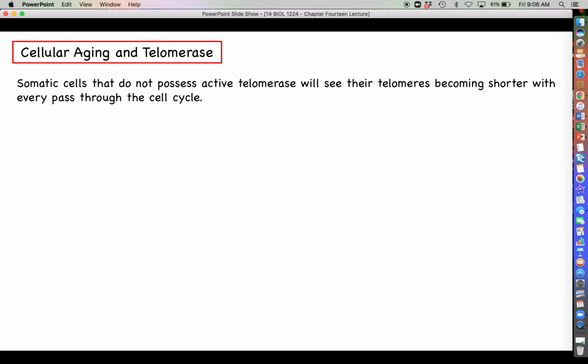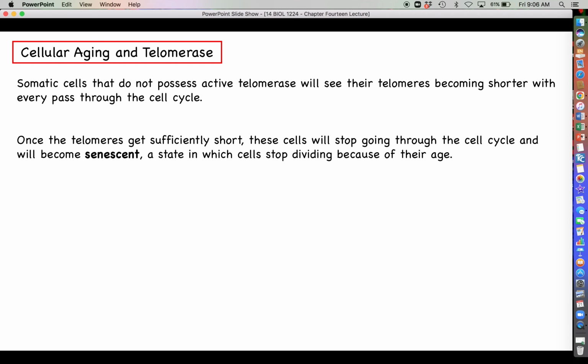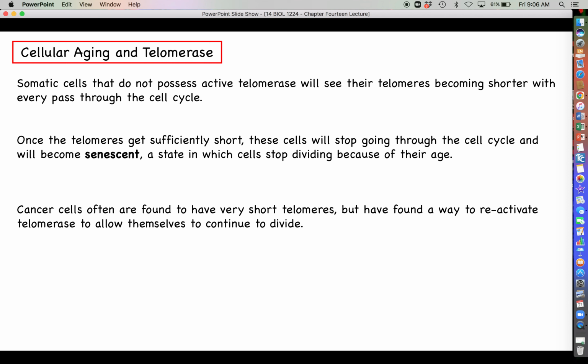So like we said, since somatic cells do not possess active telomerase, every time our somatic cells replicate, the telomeres become shorter after every cell cycle. So once the telomeres get sufficiently short, meaning that we're really kind of in danger of chewing off the ends of chromosomes that have protein coding regions, these cells are going to take that as a signal to stop going through the cell cycle, and they go through what is called senescence, which is basically kind of a pathological state of cellular aging.